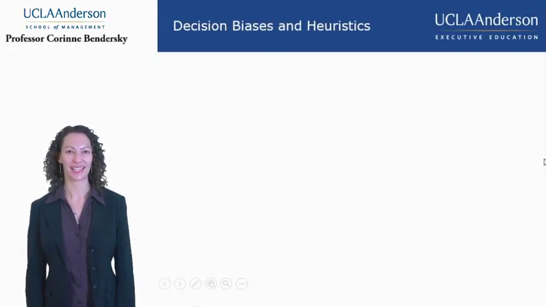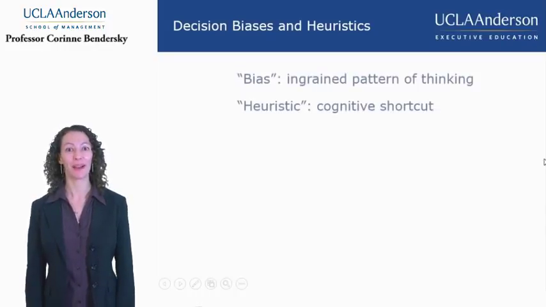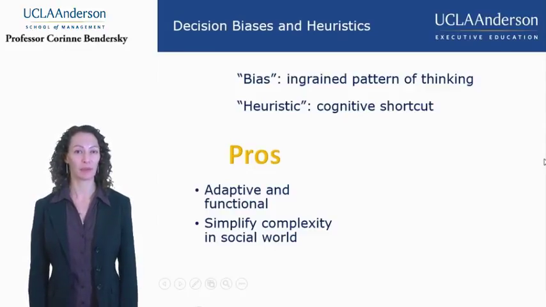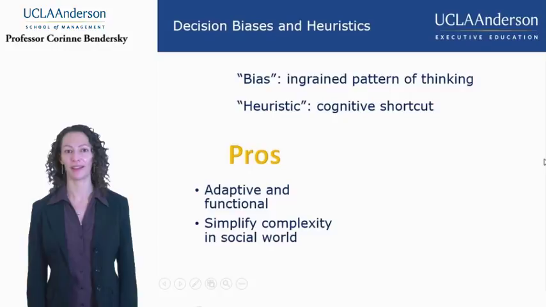I'm going to define biases and heuristics because together these lead to those kinds of irrational decision processes. Biases are ingrained patterns of thinking, and heuristics are cognitive shortcuts. There are some pros to these patterns of thinking and cognitive shortcuts. They can be very adaptive and functional by helping simplify a complex social world.